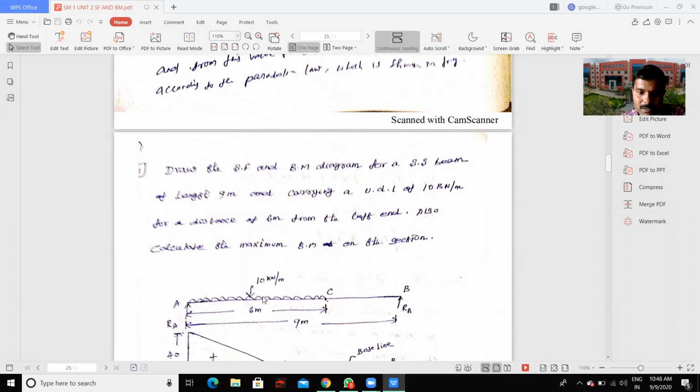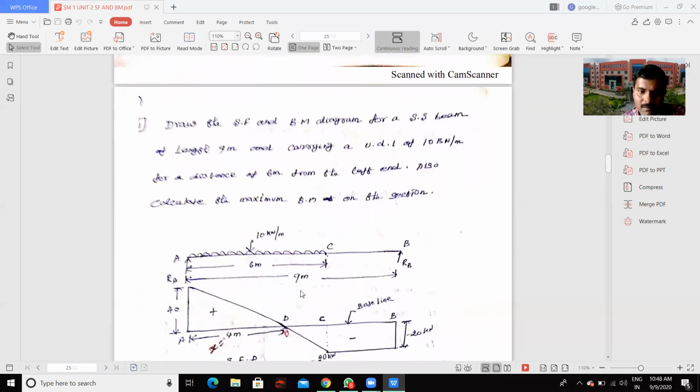So where the shear force changes its sign, where the shear force is 0, there you will get the maximum bending moment. That point will be calculated by setting the shear force F of x equal to 0. From that, you can find the value of x.